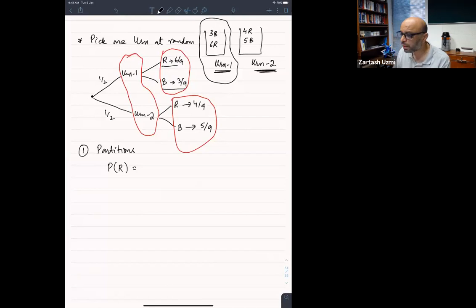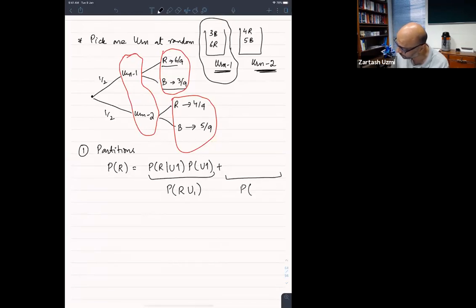So the red ball can come either from urn 1 or from urn 2. But I'm not going to tell you whether it was urn 1 or urn 2, because if I tell you it was urn 1, then it would not be the probability of red. It would be the conditional probability of red given urn 1. So if I'm interested in finding the probability of red, then this should be the probability of red given urn 1 was chosen, times the probability that urn 1 was chosen, plus the probability of red and urn 1.